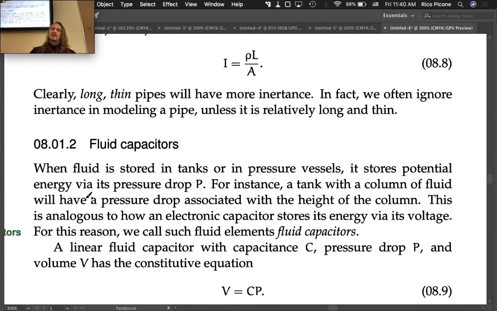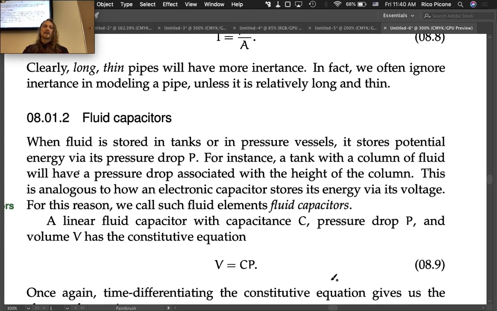So that's the inertance elements. Now we'll do fluid capacitors. When fluid is stored in tanks or in pressure vessels, it stores potential energy via its pressure drop. For instance, a tank with a column of fluid will have a pressure drop associated with the height of the column. This is analogous to how an electronic capacitor stores its energy via its voltage. For this reason, we call such fluid elements fluid capacitors.